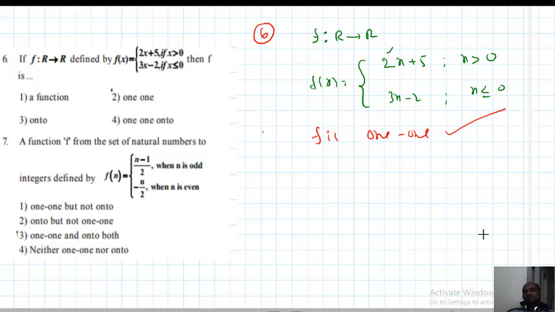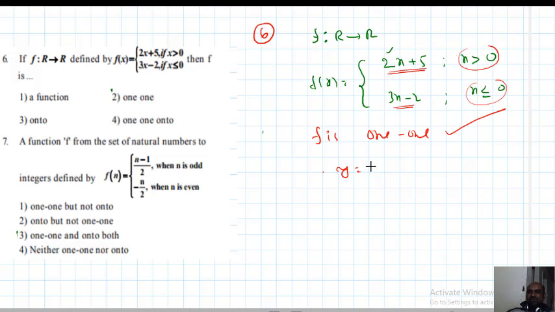This is the final conclusion. Now, checking for onto is the difficult part. Do one thing: try to find the range. For these x values, what is the value of the function? That is its range. Find the ranges separately, then find their union, and that gives the total range of the function. Now, observe, your inputs are greater than 0, so what are the outputs?